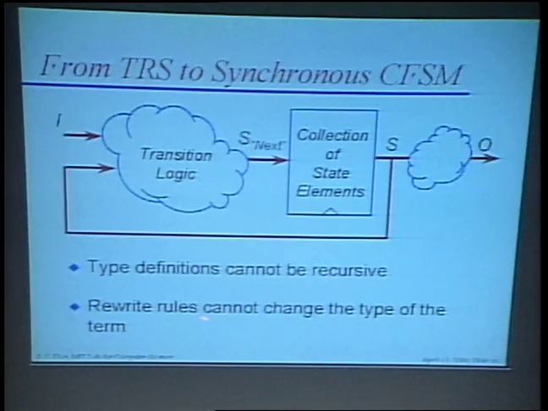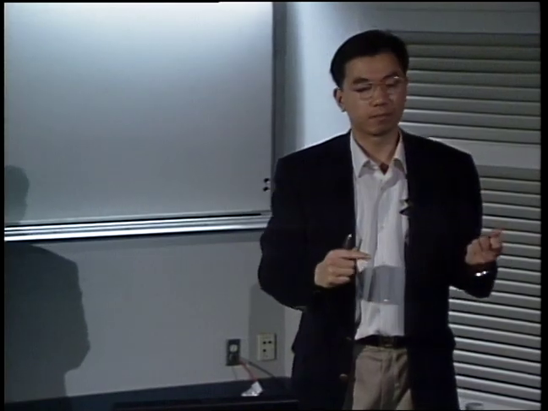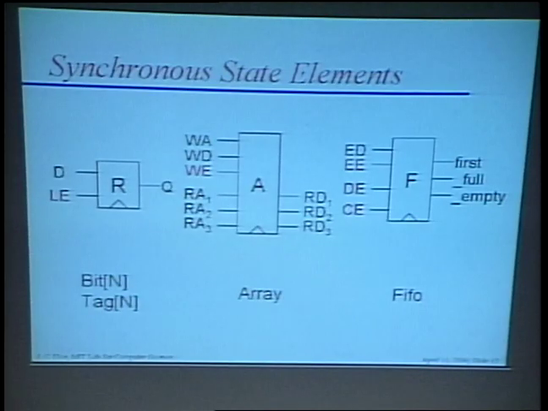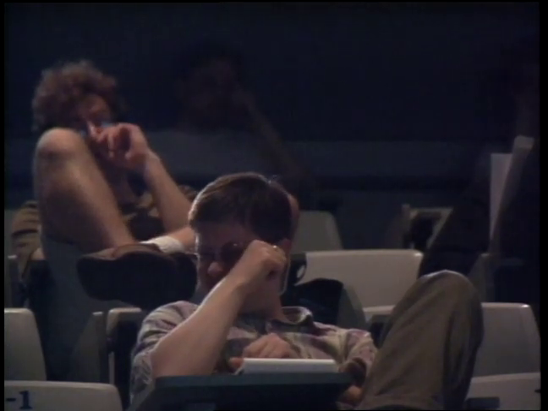So now we're ready to see how you get hardware out of this. For a term rewriting system to be synthesizable, it has to meet two restrictions. First, the type definition cannot be recursive. And second, a rewrite rule is not allowed to change the type of a term on a rewrite. If these two conditions can be met, what we know is that given any TRS, we can always represent the terms in the system using a finite set of state primitives like registers, arrays, and FIFOs. And furthermore, the rules are just combinational logic that compute the next state value for these state elements.